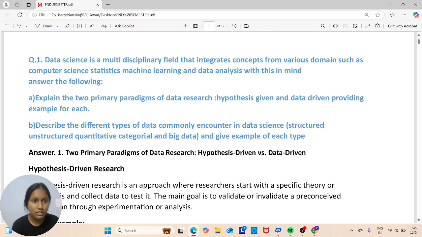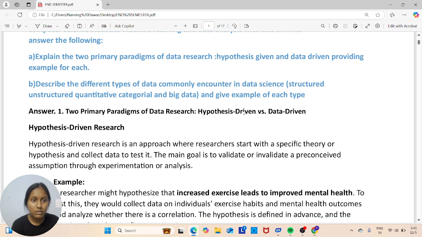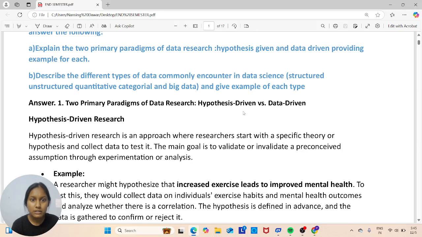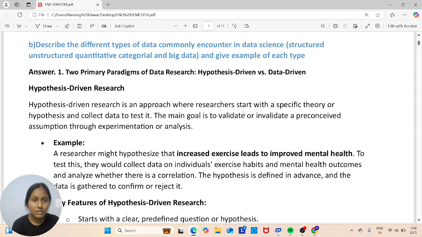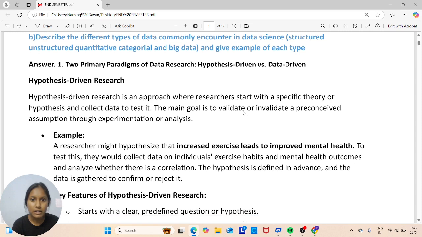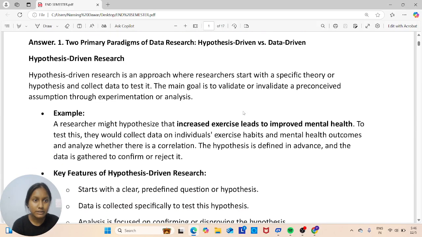First question. So here we have the first question. Data science is a multidisciplinary field that integrates concepts from various domains such as computer science, statistics, machine learning and data analysis. With this in mind, answer the following. A. Explain the two primary paradigms of data research, hypothesis-driven and data-driven, providing an example for each. B. Describe the different types of data commonly encountered in data science: structured, unstructured, quantitative, categorical, and big data, and give an example of each. This is our first question, and we will answer it.